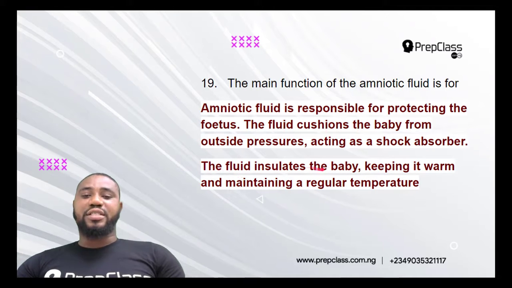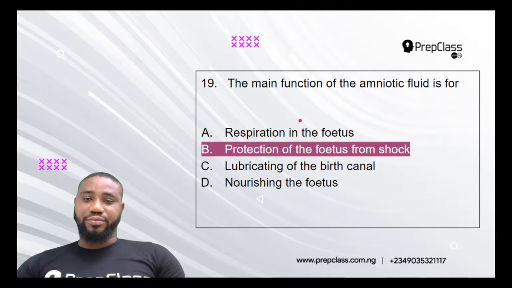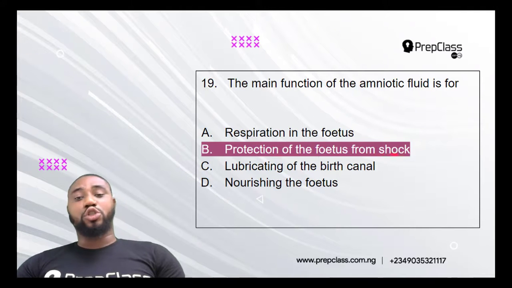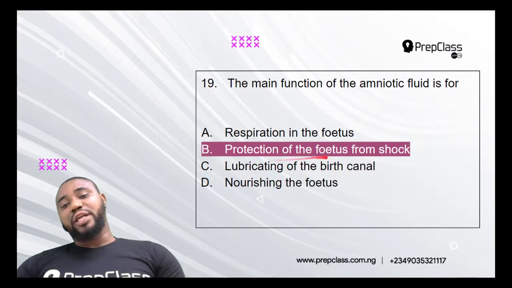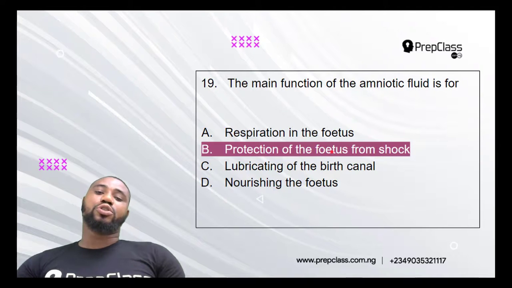So the fluid insulates the baby, keeping it warm and maintaining regular temperature. So the main function of the amniotic fluid is what? Protection. So that's protection of the fetus from maybe shock and high temperature and all that. Okay, so low temperature. So the best answer there is protection of the fetus from shock.